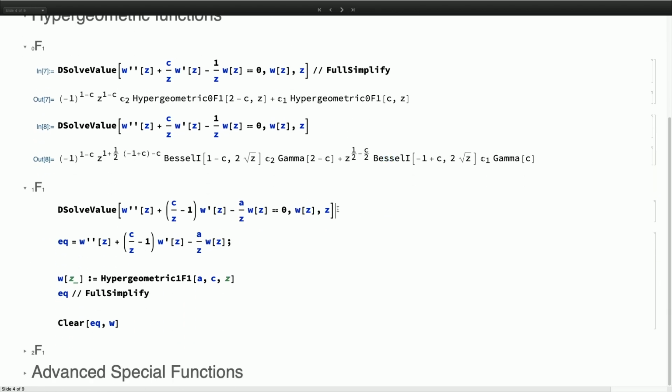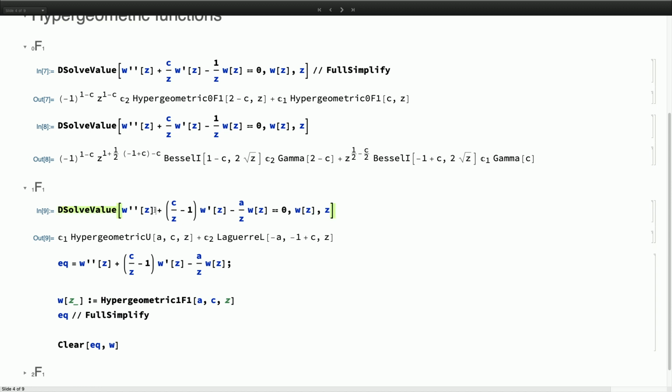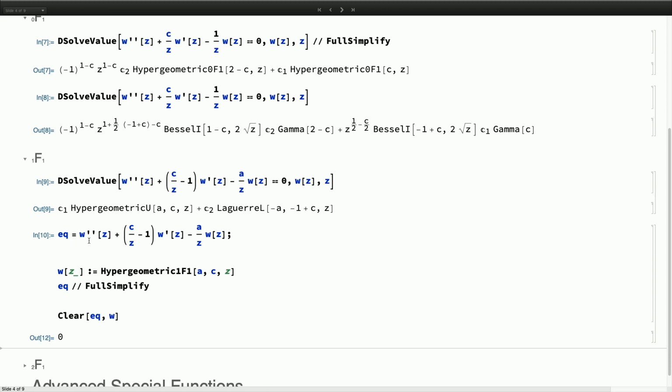For example, let's try to solve this equation. This is an equation with singular points 0 and infinity. If you write down DSolve with this, you will receive the HypergeometricU and Laguerre function. But originally, this is a differential equation for the Hypergeometric1F1 function. If you take the Hypergeometric1F1 function and directly substitute it into the equation, you will receive 0. So let's check that this equation is really solved by the Hypergeometric1F1 function. However, we can also construct solutions in other mathematical functions.